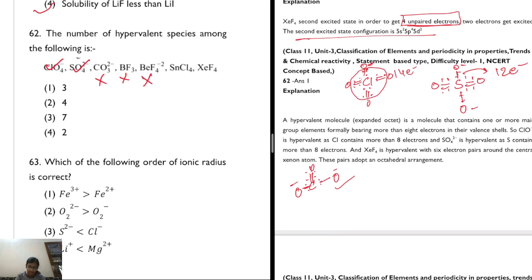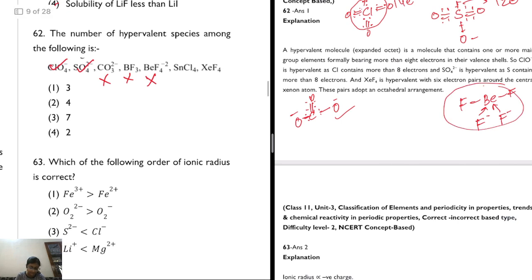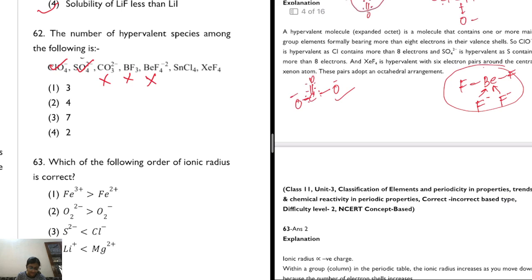BeF4. See, for BeF4, what happens is F negative here will donate its electron. It has 2p empty orbital. So it also has 8 electrons. So this is also not hypervalent. Let's see for SnCl4. It is again not hypervalent because 4 chlorine are there. Single bonds will be there. So it has 8 electrons.